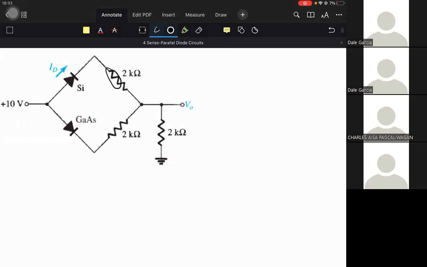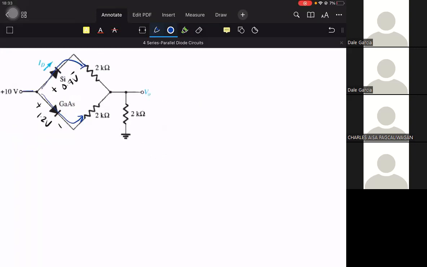Because of the presence of these resistors, no matter pilang voltage drops ng mga diodes, 0.7 kang silicon, 1.2 kang germanium, current will flow. Current will flow here and there. So kung ato siyang i-draw, maging aning itsura sa circuit.